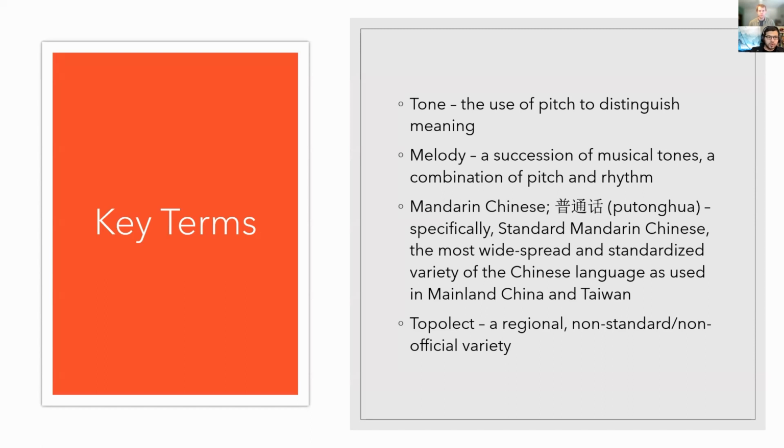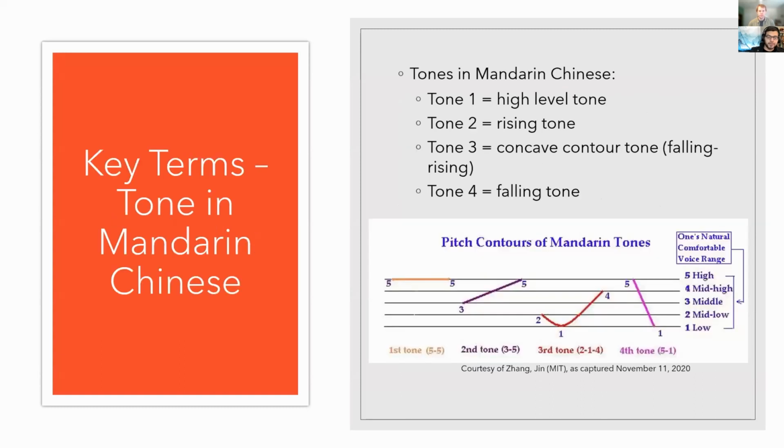When we mention Mandarin Chinese in this presentation, we're specifically referring to Putonghua, which is the standard variety of Chinese in mainland China. And whenever we mention the word topolect, we mean a regional, non-standard, or non-official variety. For the purpose of this presentation, it's not necessary to know all the intricate details of tone contours in Chinese, but you can observe here that there are 4 tones, and we'll make brief mention of them in this presentation.